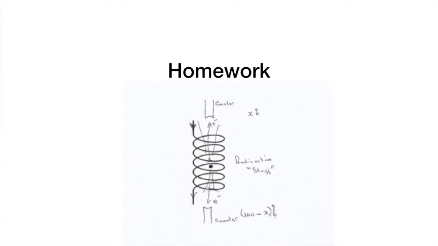Just to say, the nuclei that are undergoing the radioactive change can actually feel a magnetic field. So here's the problem. If we count the electrons at the top, we get X%. And if we count the electrons at the bottom, we get 100 minus X%, because those two things added together is 100%. So if we reverse the current, we'd reverse the magnetic field, and we'd have 100 minus X at the top counter and X at the bottom. So here's the homework.